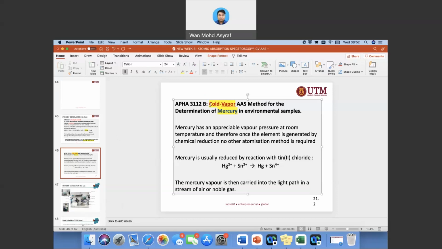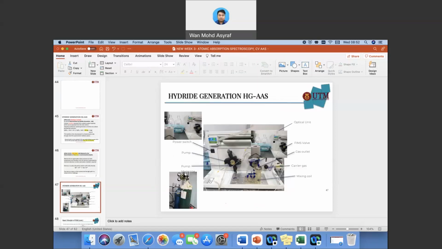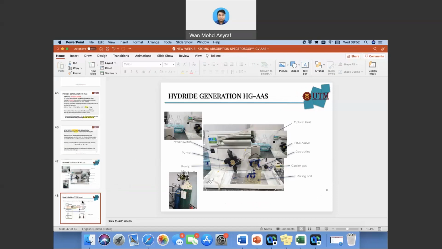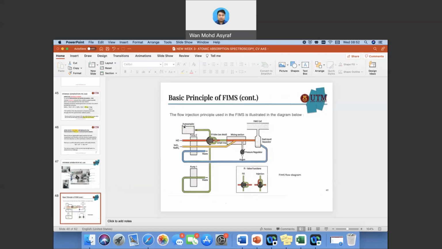So cold vapor AAS means the method is conducted at a low temperature. Okay, so that the volatility will be minimized. All right, so this is the hydride generation AAS. This is an example of the instrument. Okay, so basically the schematic diagram of this special hydride generation AAS looks like this.